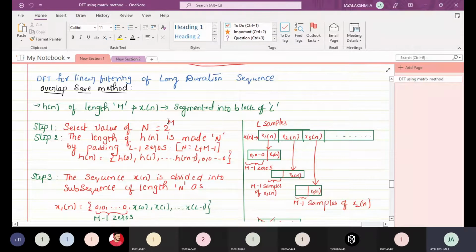Coming to step 2, the length of h of n is made N by padding L minus 1 zeros. This is the same step I repeated in the last class. So the h of n sequence would be h of 0, h of 1, and so on up to h of m minus 1, and at the end we pad L minus 1 zeros. That is step 2. So first compute N using the 2 power m formula, and next pad L minus 1 zeros to our h of n sequence.